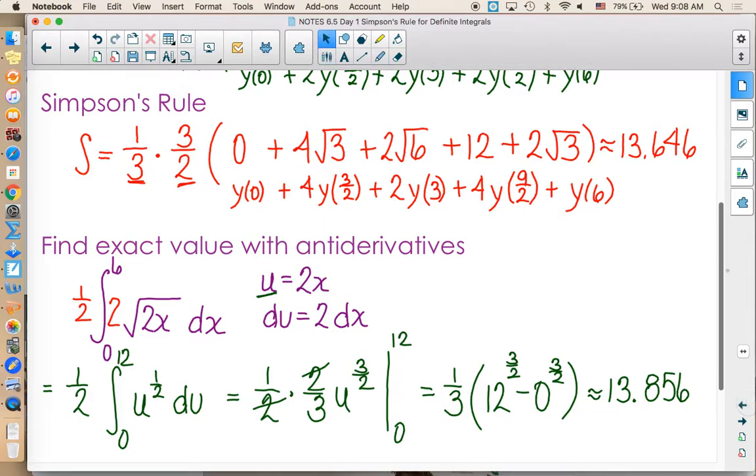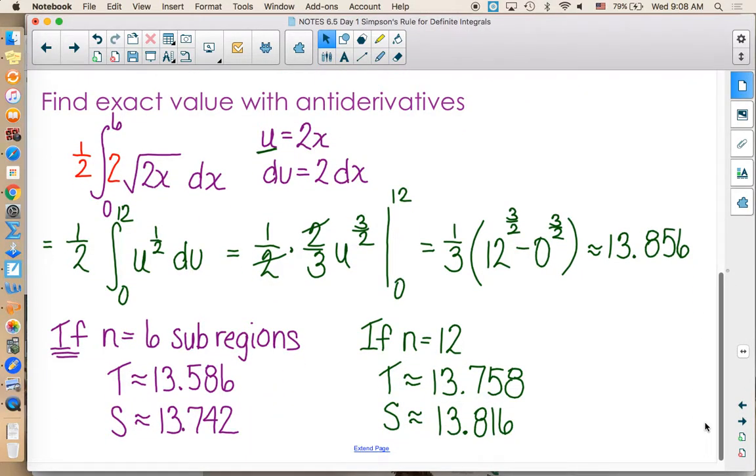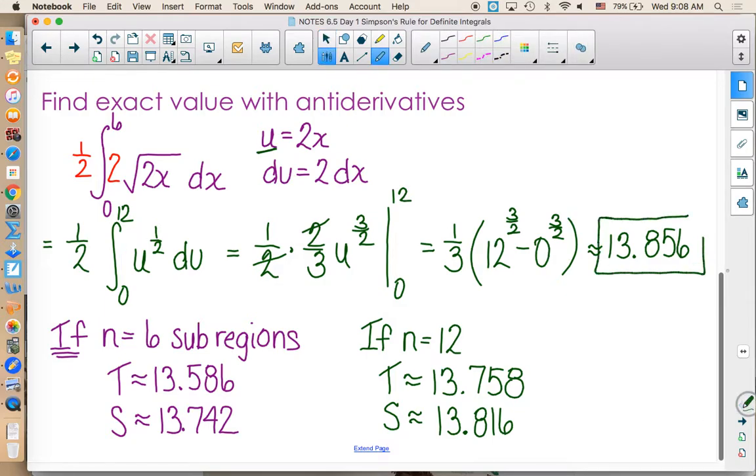Now just to show you, I did a little bit of work with more subregions, and more subregions gets our Simpson's rule value much closer to this. Remember, Simpson's rule does not depend on the shape. Our trapezoid rule is always going to underestimate this because it's concave down, whereas our Simpson's rule is going to get a lot closer. 6 subregions, and our Simpson's rule is at 13.7-ish. 12 subregions, and we're already within 4/100ths of the value of that integral exactly.